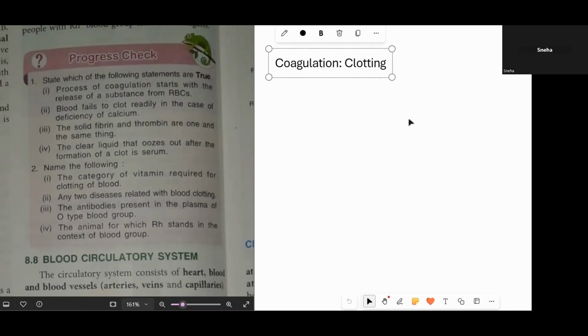Now tell me the answer. Coagulation starts with the release of a substance from the RBCs. True or false? Okay, so how do you correct the statement? Not does not. That's not how you correct it. You have to correct the proper nouns and the words that are there. Not yes and no. Process of coagulation. Then that's false only. No. False means no. What's the point of changing that yes to no? You have to correct the words. Process of coagulation starts with the release of a substance from? Platelets. New chapter for you.